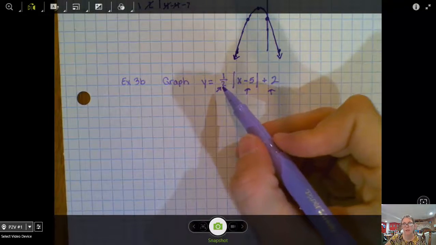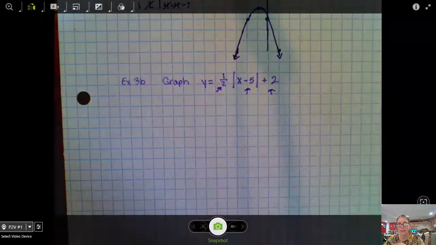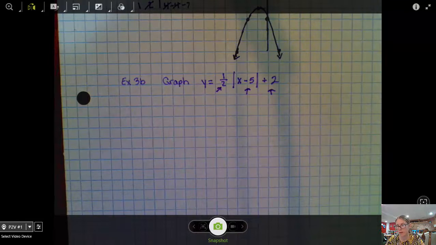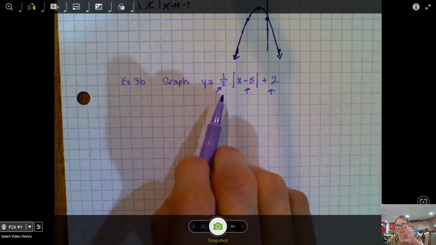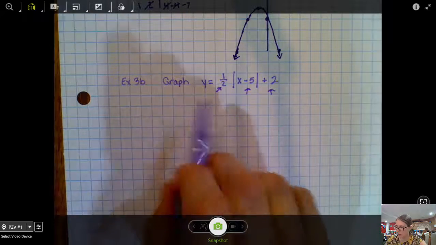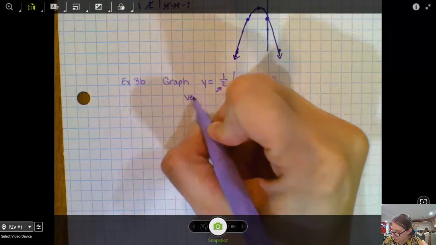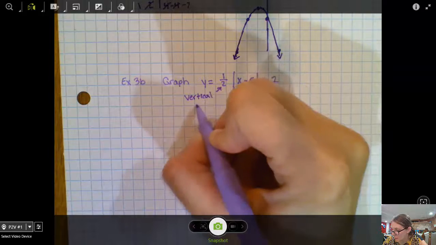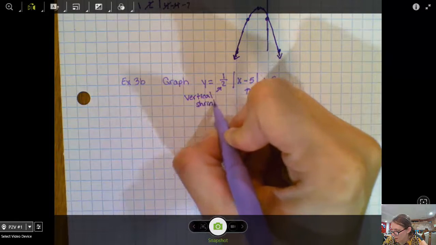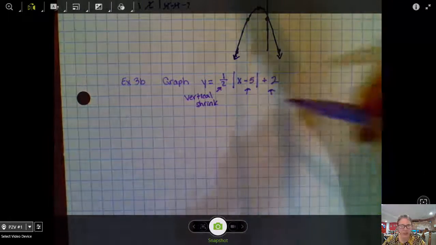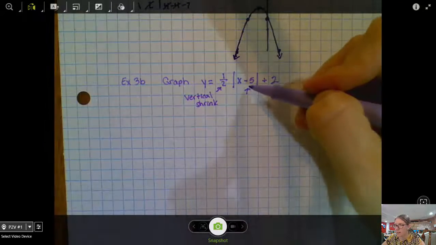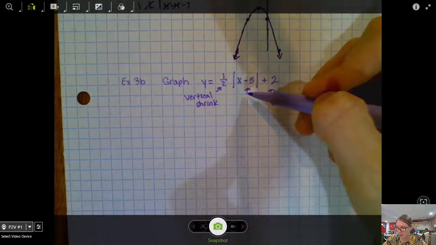This 1/2 is on the outside. That means it's going to affect our graph vertically. And since it's 1/2 times something else, it's a vertical shrink or compression. And I'll use both words, shrink and compression, interchangeably.